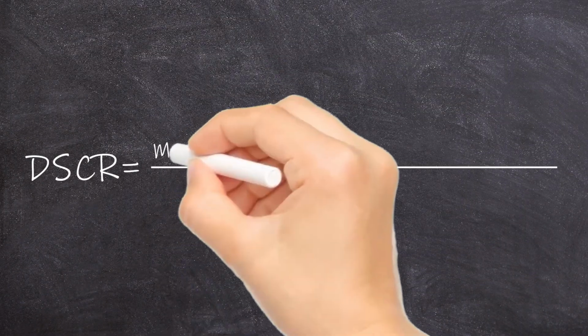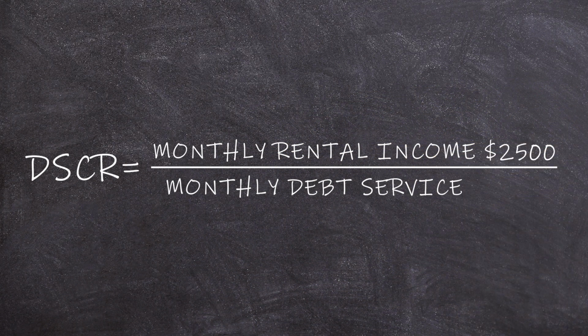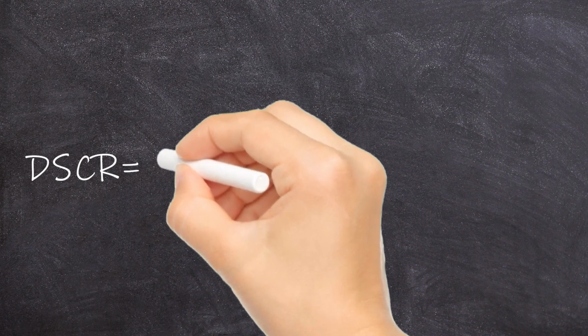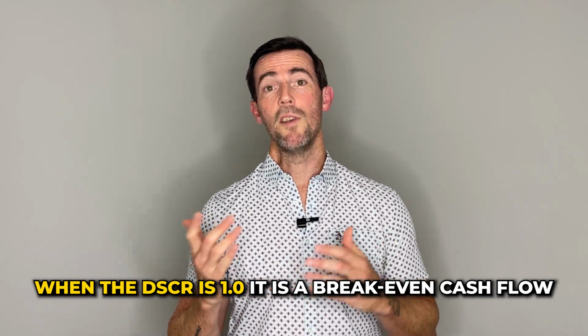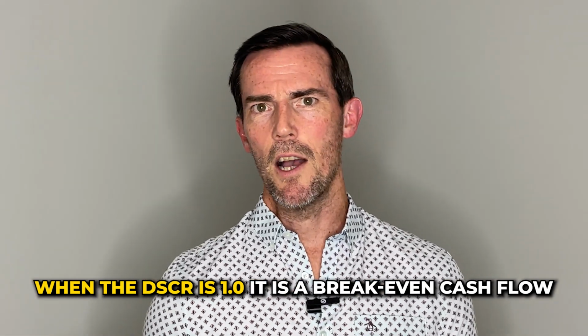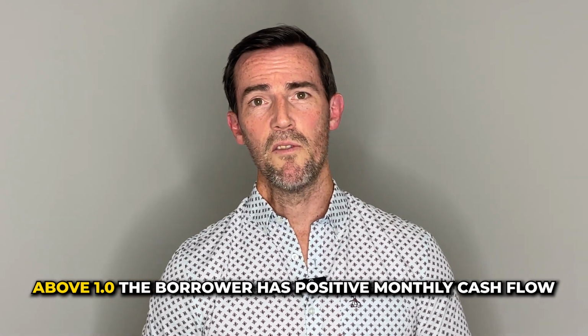So let's say a property has a monthly rental income of $2,500 and it has a monthly debt service, so all the debts added together, of $2,000. So that would be a DSCR of 1.25. So 2,500 divided by 2,000 equals 1.25. When the DSCR is 1.0, it means that it's a break-even cash flow. So the monthly rental income just covers the monthly debt service. Anything above 1.0, and the borrower has positive monthly cash flow. And anything below 1.0 means that the rental income is not covering the monthly debt service. So the property is underwater.